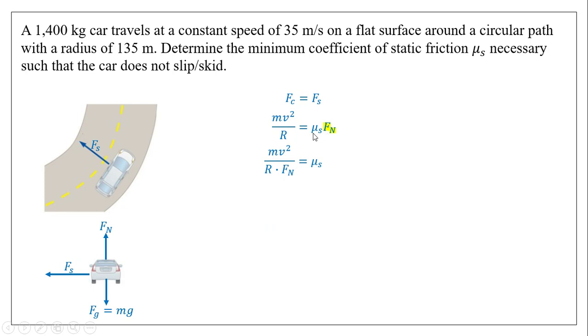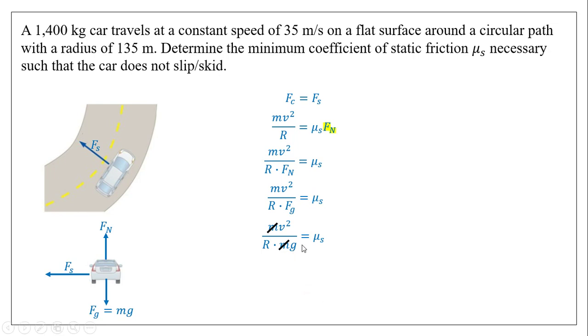But I notice here I have mu S times F n, so I will go ahead and isolate for mu S, simply dividing both sides by F of n. Or I'm just going to circle F n and move it to the left side, and that goes in the denominator. Now, here you can break up F of n into F of g, and then once again, you can break F of g up into m times g. So you notice here mass cancels out.